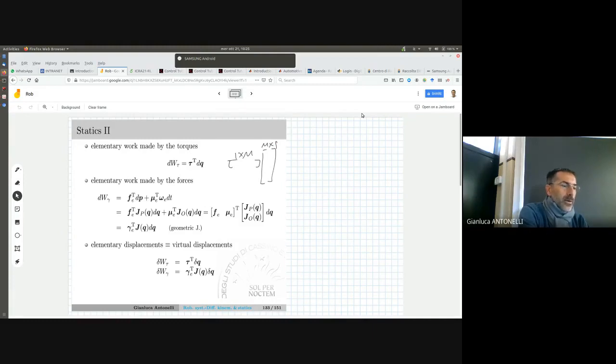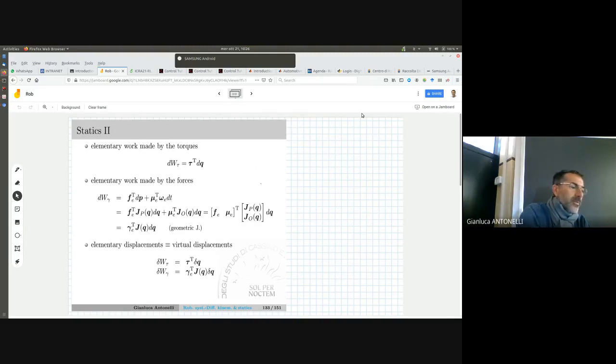Now, the elementary work made by the forces at the end effector is a little bit more subtle, because I have to consider a linear displacement of the end effector, and the elementary work is made by the linear force, so this is a 3 by 1 vector multiplied by a 3 by 1 elementary displacement of the end effector, plus now we have the issue of representing the elementary orientation displacement. Why do I have this issue? Because I know that for a minimal orientation representation, its time derivative does not have a physical meaning. An elementary displacement is related conceptually to the time derivative, and so the elementary displacement doesn't have a physical meaning.